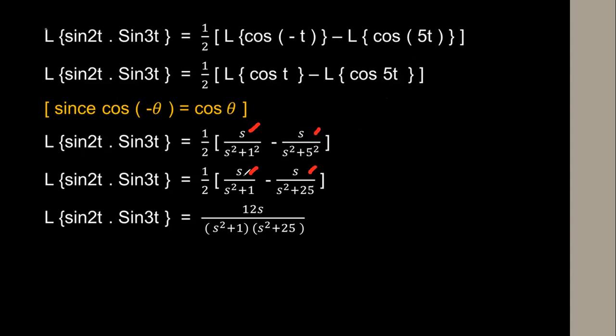If you want, you can take the LCM and simplify this function, and finally you will get this term. So after taking the LCM, you will get 12s by (s square plus 1) into (s square plus 25). So simplify this by taking the LCM, and finally we get this function. This is the way you have to simplify for two functions when they are in multiplication.